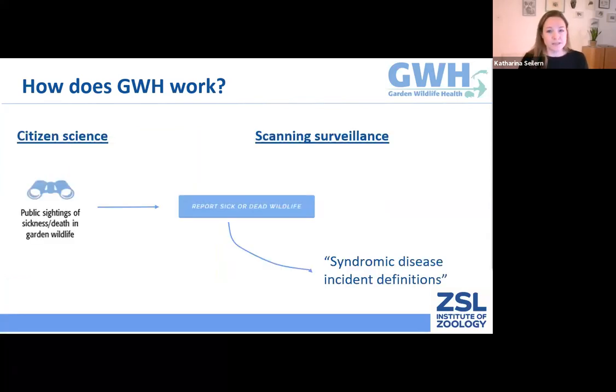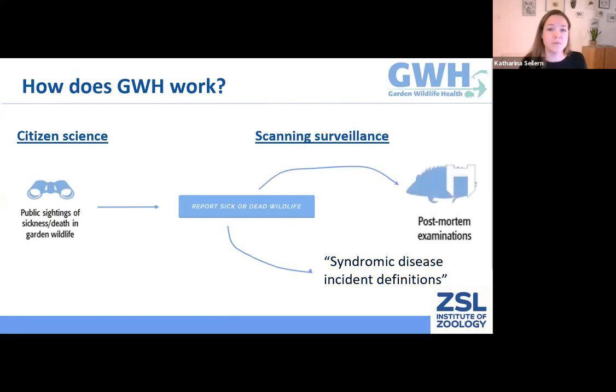So whilst these suspect disease definitions give us a lot of important information, in order to be certain of what the cause of disease or death was, we need to perform a postmortem examination. So if the report involves a dead animal, and should the carcass be considered to be in a suitable condition for such an examination, there is the option to offer the animal for submission.